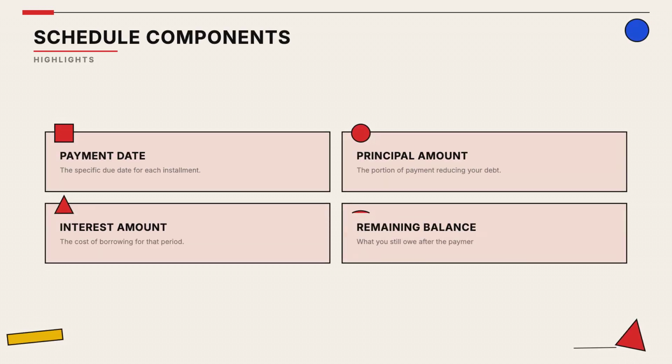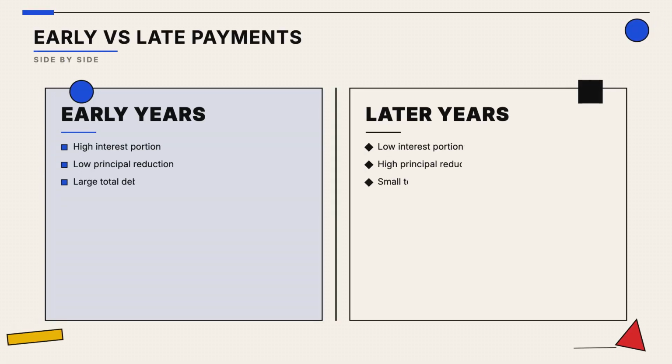payment date. Each row in the schedule breaks down your payment, showing exactly how much goes to interest versus the principal balance. Early on, most of your payment covers interest. As the balance shrinks, more of your money goes toward paying down the principal.